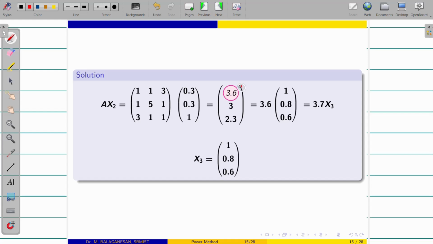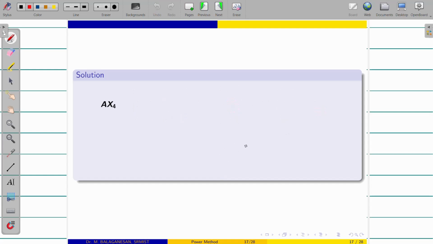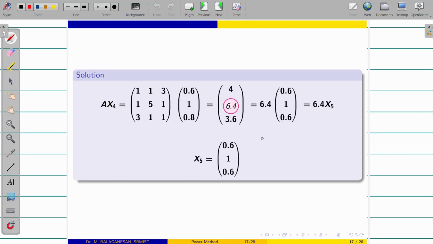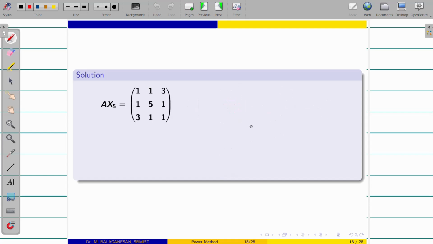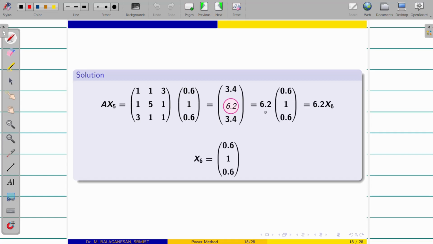My largest eigenvalue, numerically largest eigenvalue, is 3.6. Take that as common. Then I will get new eigenvector x3. A into x3, do that. 5.7 I am getting here. Then multiply by another x4. 6.4. It's not repeating. Again AX5. 6.2. Again it's not repeating. Multiply again. Here the dominant eigenvalue, the largest eigenvalue, is 6.2.